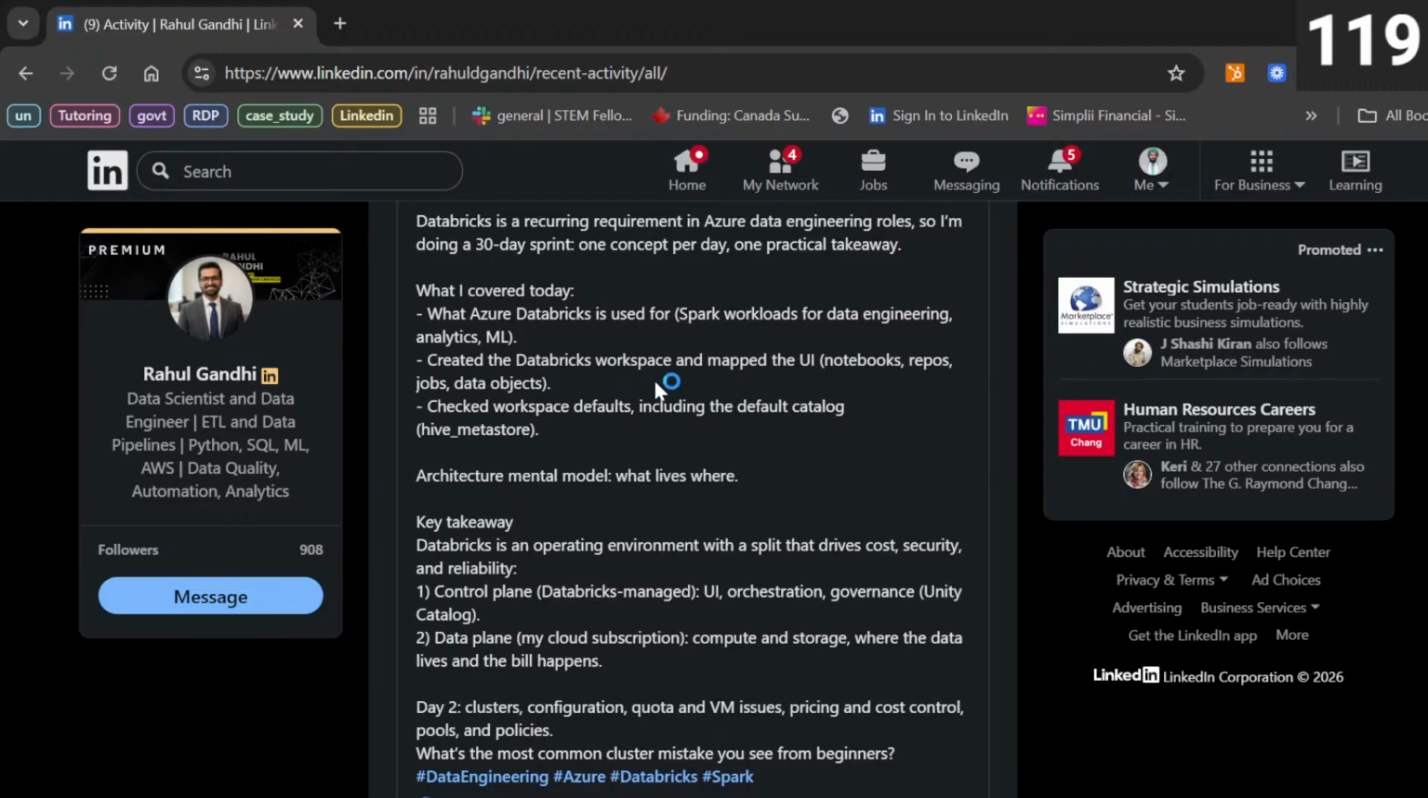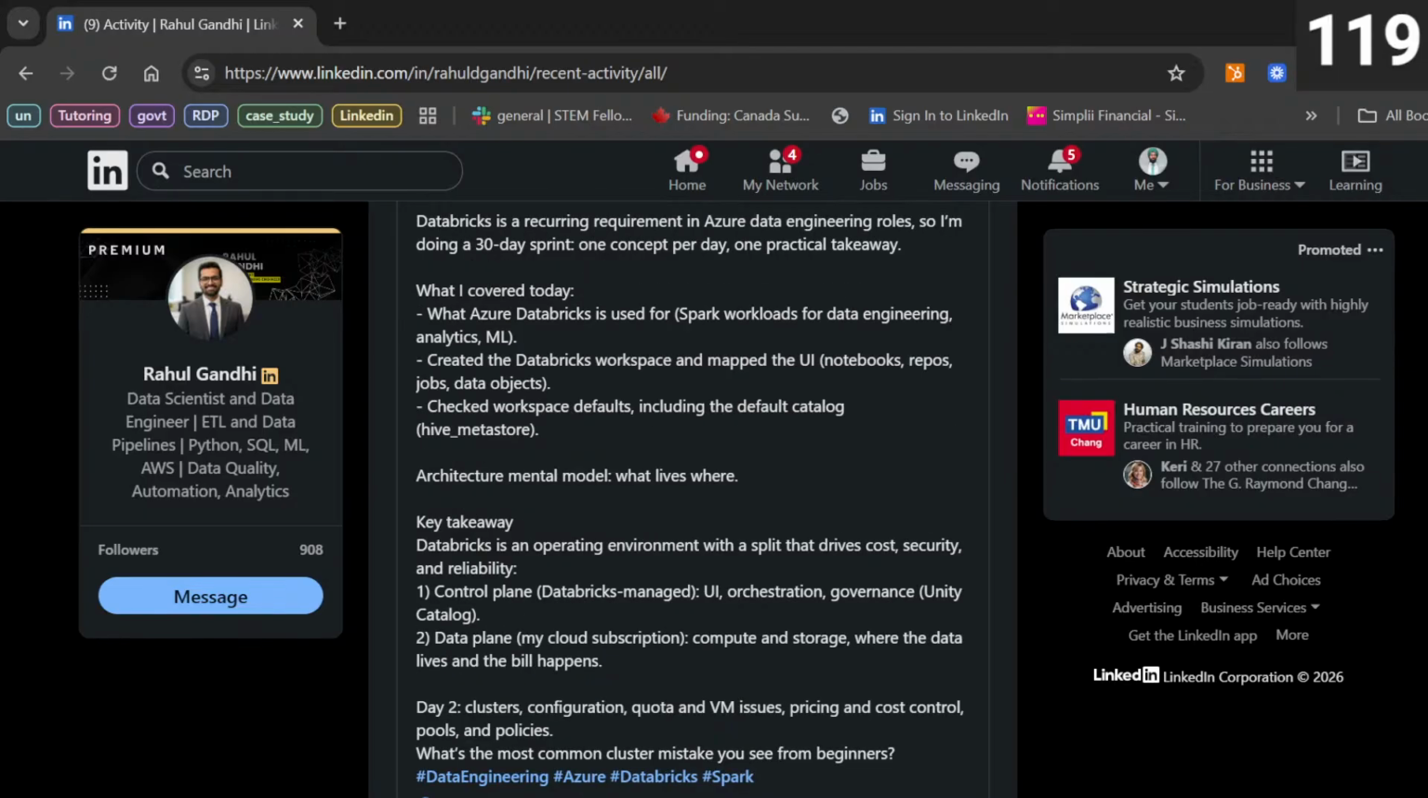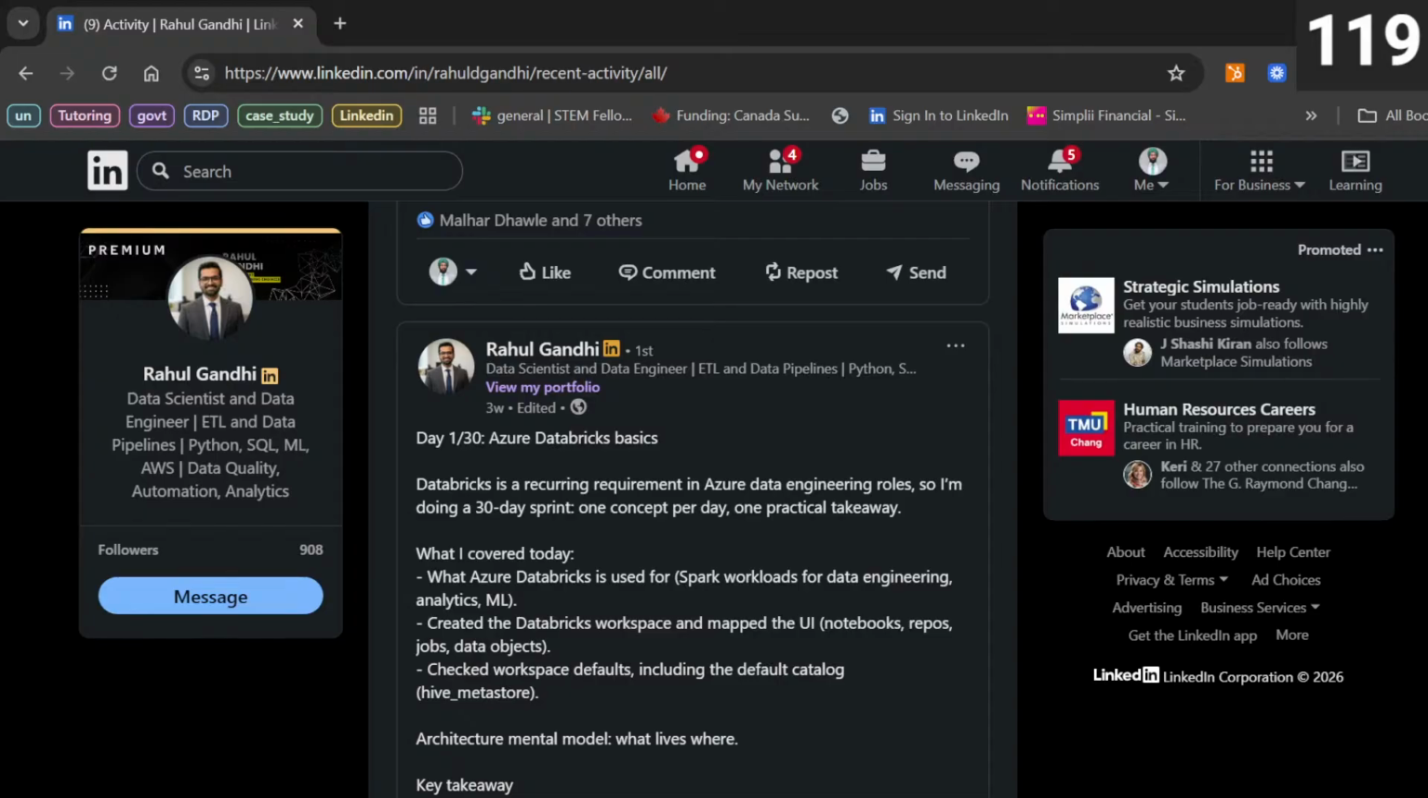engineering, creating a Databricks workspace, mapping the UI, notebooks, repos, jobs, and data objects, checking workspace defaults, including default catalog. The key takeaway is it's an operating environment with a split that drives cost, security, and reliability. There's a control plane and a data plane. And he said he would talk about clusters, configuration, code, and VM issues. And then he asked people what's the most important common cluster mistake you see from beginners. So that was his day one.